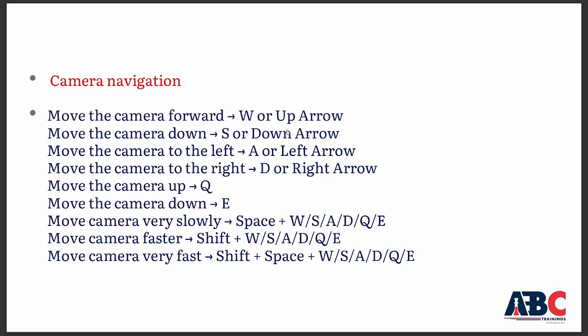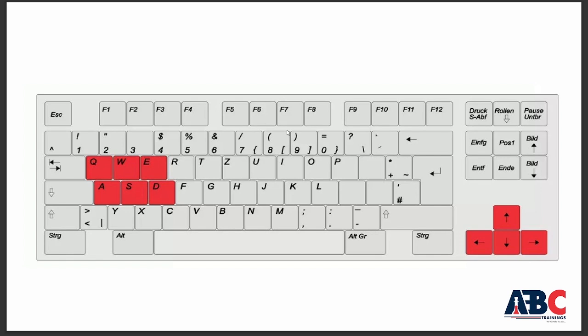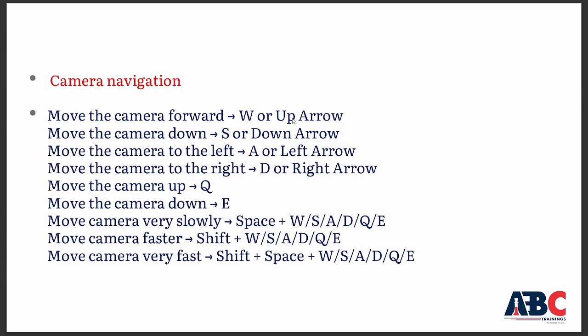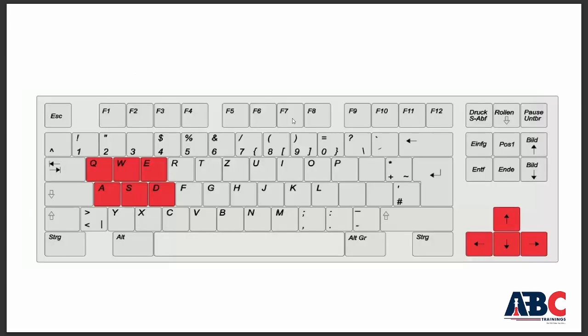It will move very slowly. To move the camera faster, press Shift plus W S A D Q E. Then to move the camera very fast, press Shift plus Space plus W S A D Q E. Here is the key guide of your interface. Take a screenshot of this. This will be helpful for your shortcut keys and camera navigation.